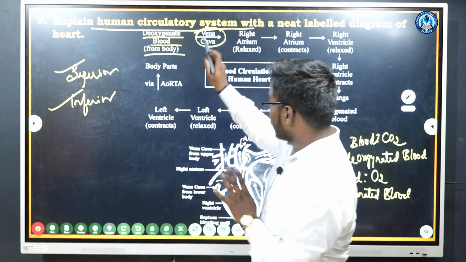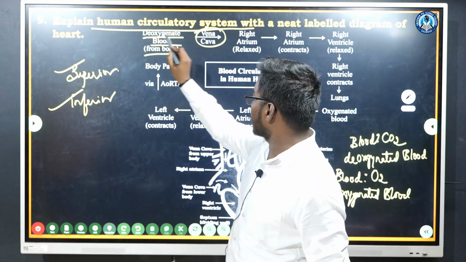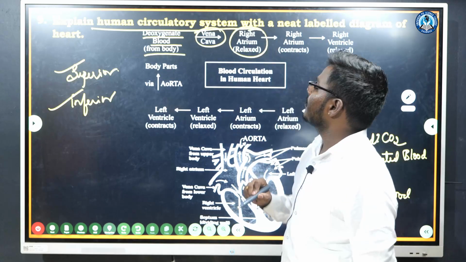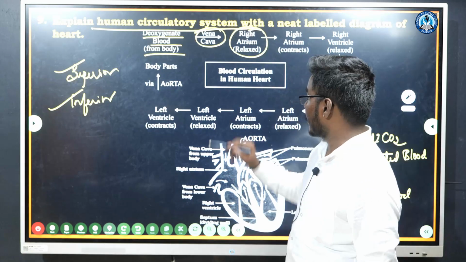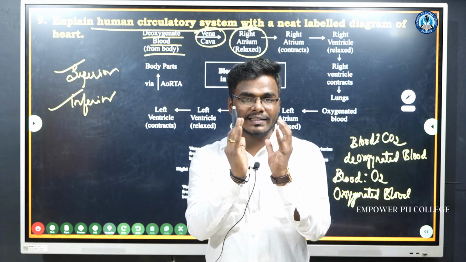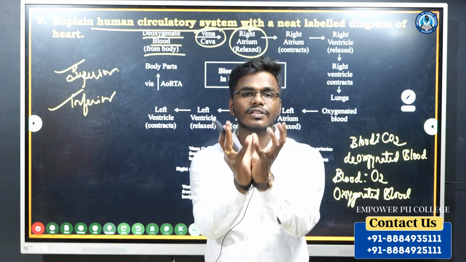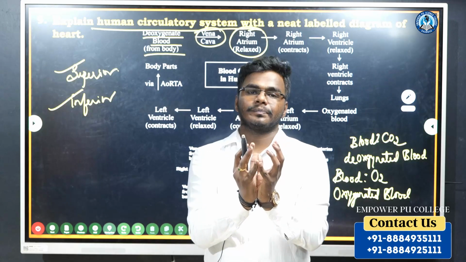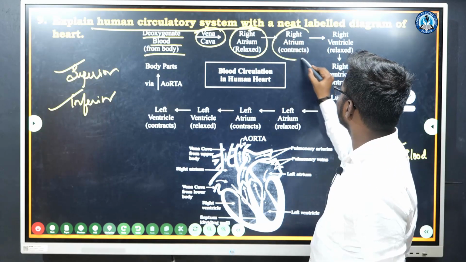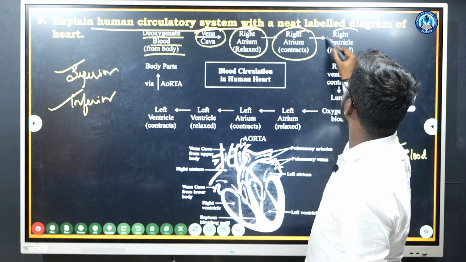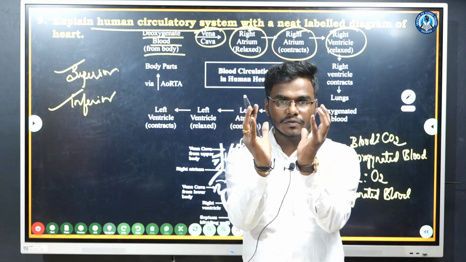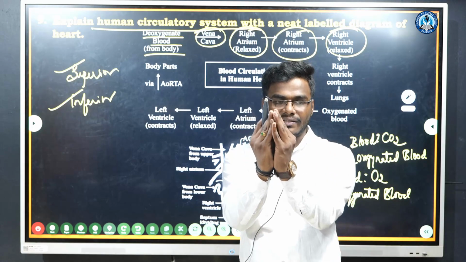Now the vena cava, after getting the deoxygenated blood, gives it to the right auricle. The right auricle is in a relaxed state and is receiving the impure blood. Next, these auricles open up into the ventricles. So the right auricle first relaxes, receives the blood, and later it contracts.